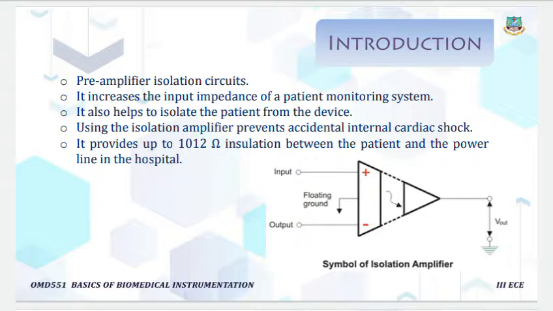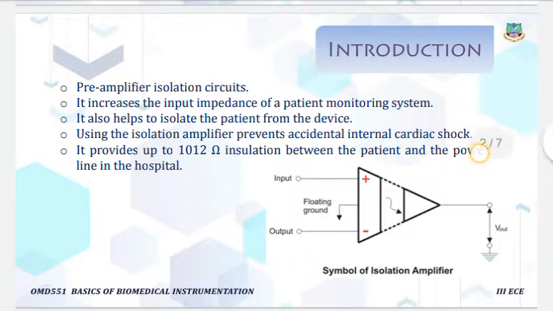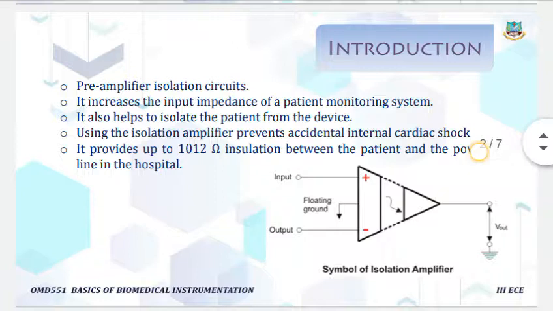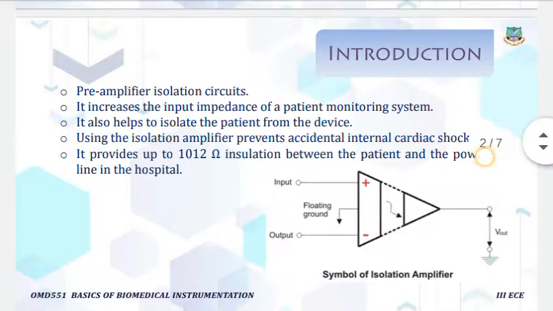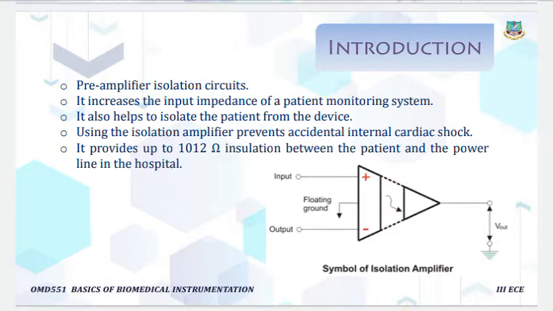This isolation amplifier is normally used for providing protection against leakage current in the biomedical recorder machine. While using some electronic components, there will be some leakage of current. Just to avoid that, we use this type of amplifier, the isolation amplifier. This figure shows the symbol of the isolation amplifier.